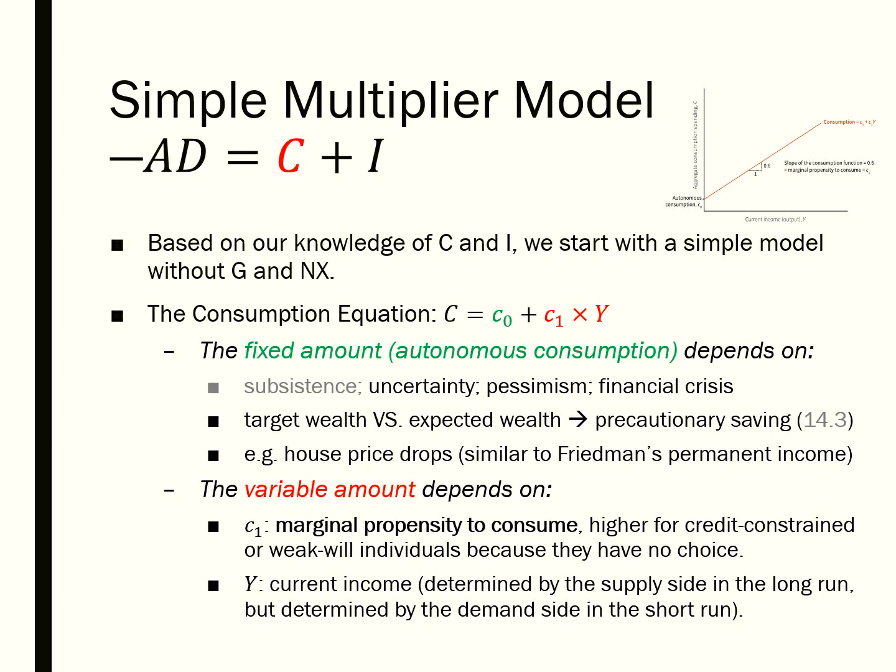In the long run, Y is determined by the supply side, but in the short run, Y is usually assumed to be determined by the demand side. To summarize, consumption component C is equal to the fixed amount C0 plus the variable amount C1 times Y.